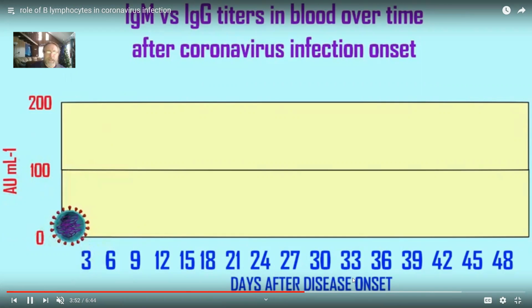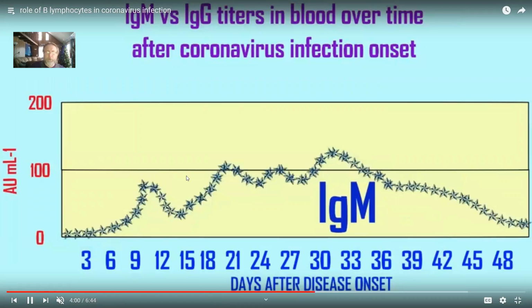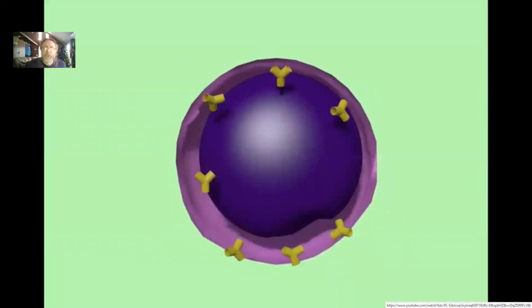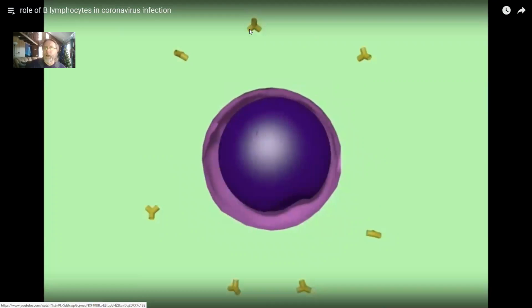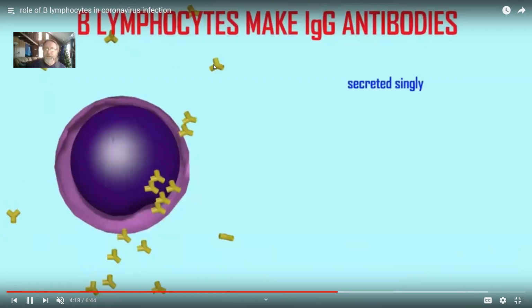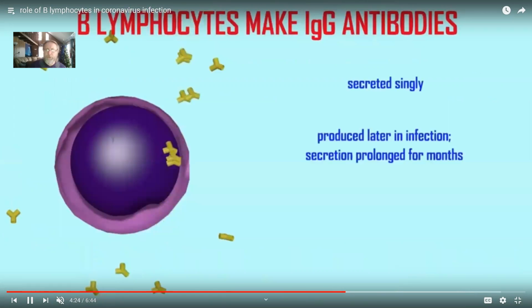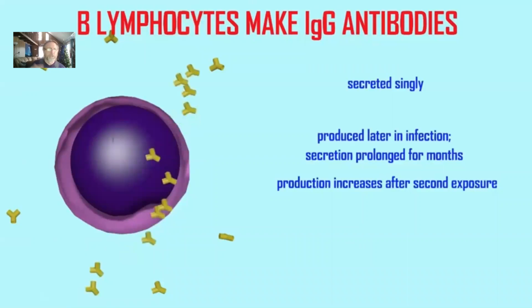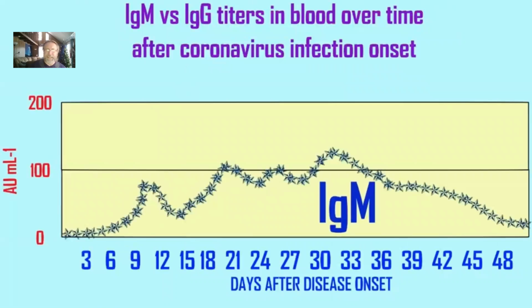And as you can see here, if you look at days after the first symptoms of coronavirus, IgM tends to peak early. So here we are in our first month, and after that, the production goes down. That's the opposite of what's called IgG. IgG is a different antibody. It's a red base, let's say, instead of the blue base. So the coronavirus binding part is still the same, but these are secreted singly as opposed to being in a pentamer. They are produced later in the infection, and their secretion would be prolonged for months afterwards, and greatly increase if there's a second exposure.